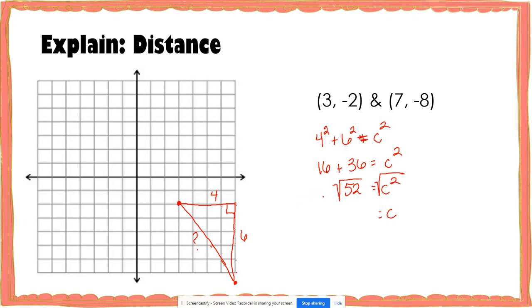Well, when I think of 52, the only factor that 52 has that is a perfect square is 4. But I can rewrite this as the square root of 4 times the square root of 13, since 4 times 13 gives me 52. I know that the square root of 4 is 2, so this becomes 2 times the square root of 13. So the exact distance between those 2 points is 2 times the square root of 13.